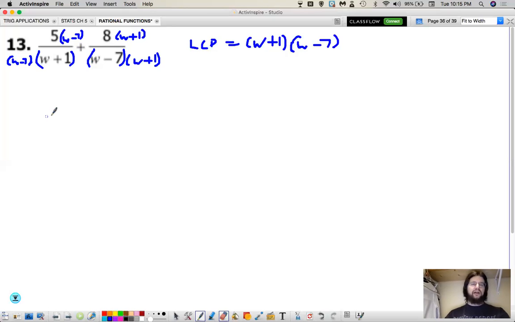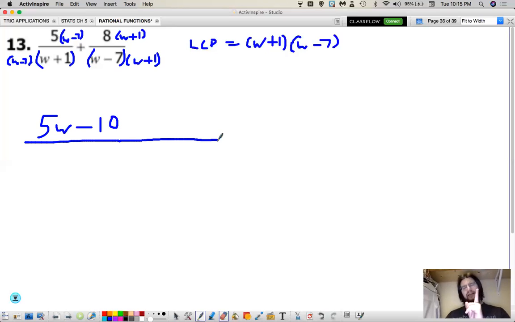You can distribute here, or you can rewrite it, whatever makes you happy. I'm going to distribute now: 5w minus 10. I would at least distribute and then combine like terms, though. A lot of students, for some reason, like to just do the numerators and then at the end magically make the denominator appear. Don't do that.